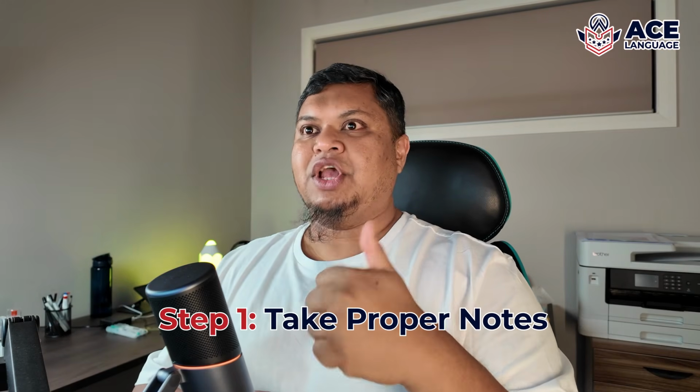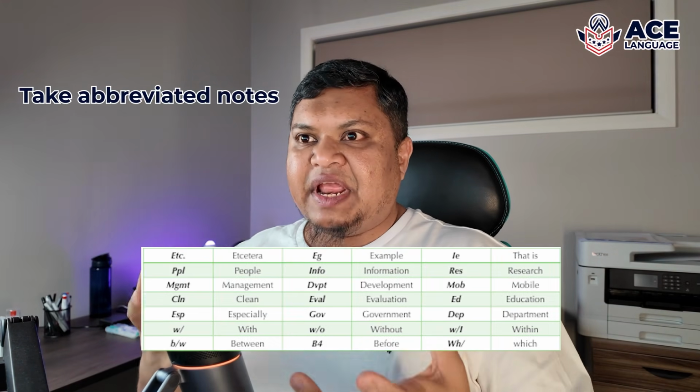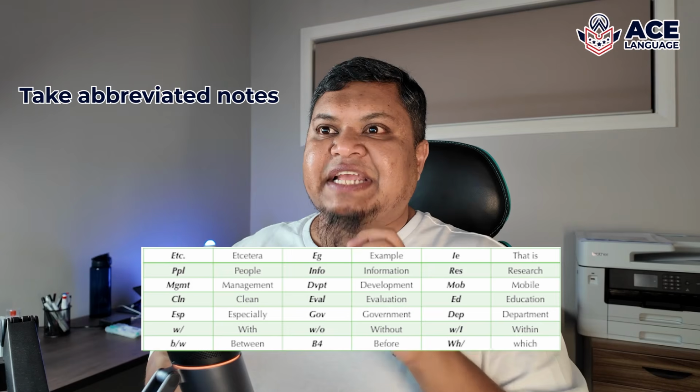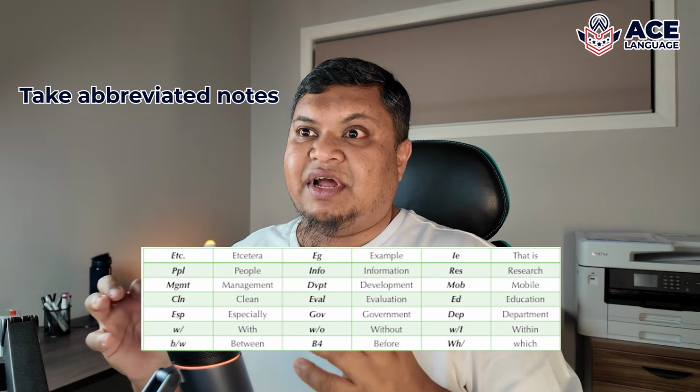If you are wondering how you can secure maximum score in Retell Lecture, you will need to follow 3 simple steps. Step number 1, that you take notes. When you take notes, make sure you take notes in an abbreviated way. You can see on the screen now that instead of writing etc. in full, you can write etc.